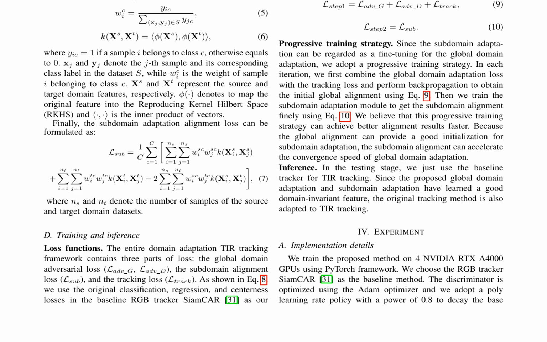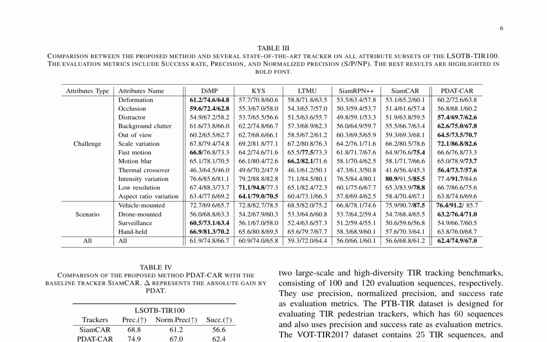The results show that PDAT outperforms state-of-the-art trackers, achieving the best success rate and precision on LSOTB-TIR100. Compared to the baseline tracker SiamCAR, PDAT achieves an absolute gain of over 6% and 5% in precision and success rate, respectively. The subdomain adaptation module is formulated as a minimization problem, where the objective is to align the subdomains of the source and target domains.